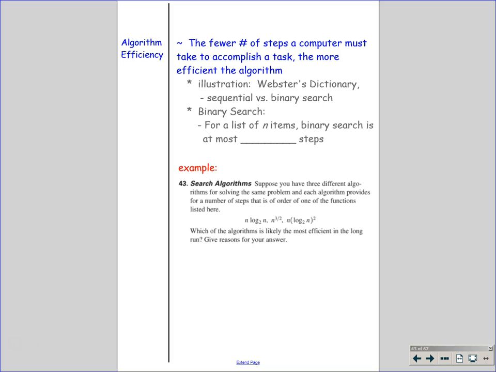So for a list of length n, a sequential search algorithm takes on the order of n steps to find a word or determine that it is not in the list. If you were to fill in that blank, we could say for a list of n items, the binary search is at most log base 2 of n. Is it log 2n or is it n ln n? Log 2n, because we're talking about repeated halving. Remember that logarithms are exponents?